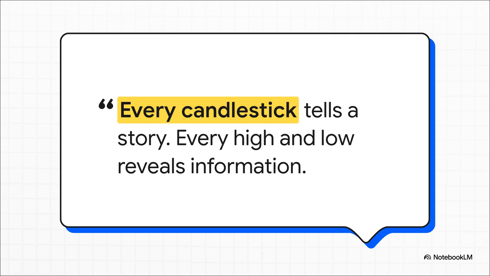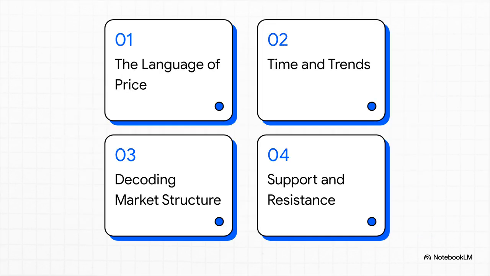Every candlestick tells a story, and every single high and low reveals vital information about the ongoing battle between buyers and sellers. By actually studying these movements, we can start to predict where price is most likely to go next. Okay, let's just quickly look at our roadmap for today. We've got a really simple progressive structure, starting with the language of price, moving into time and trends, decoding market structure, and finally, mapping support and resistance.